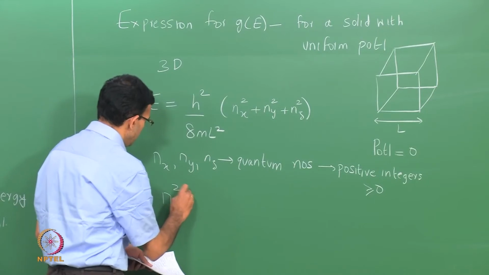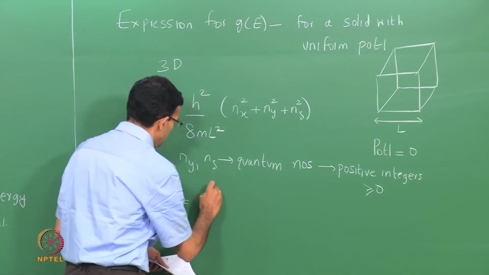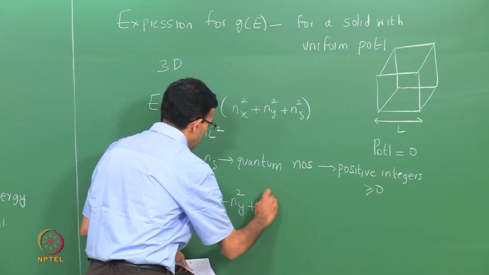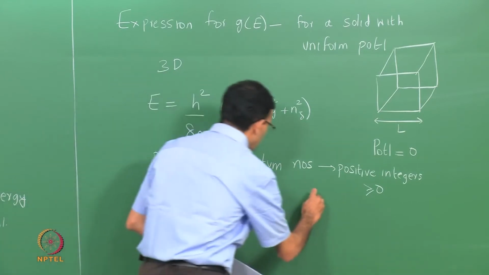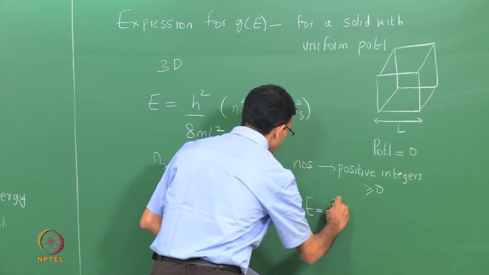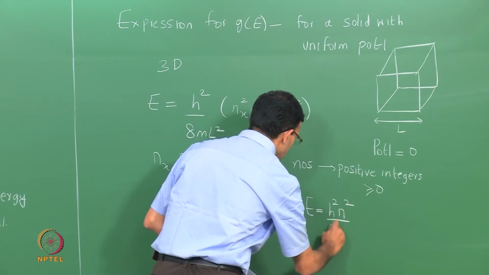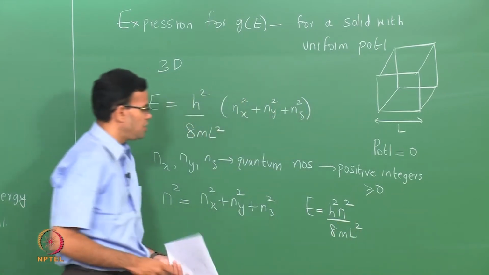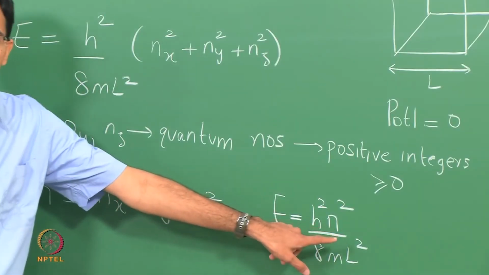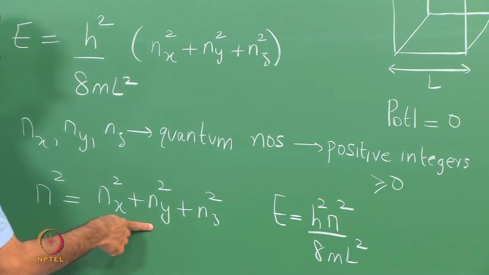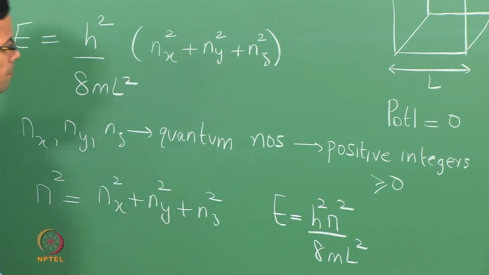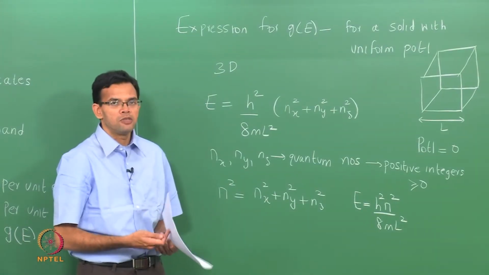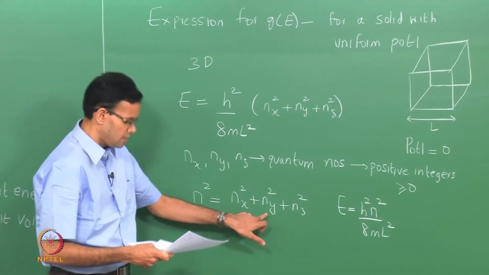We can write n square equal to nx square plus ny square plus nz square, so that energy E can be just written as h square over 8 m L square times n square, which is the quantum number which includes both nx, ny and nz. So n is also a positive integer and it can take all possible values depending on the values of nx, ny and nz.